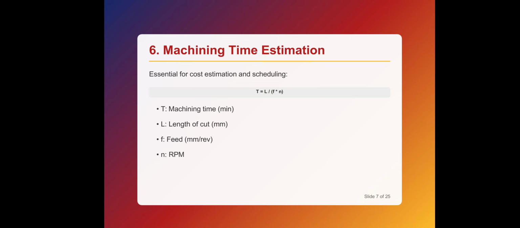Coming to the next, machining time estimation. Essential for cost estimation and scheduling. Machining time in minutes is equal to length of cut in mm, that is L, divided by F, that is feed in mm per revolution, into N, that means speed. So the machining time estimation formula is T is equal to L divided by F into N, that is machining time is equal to length of cut divided by feed into speed.